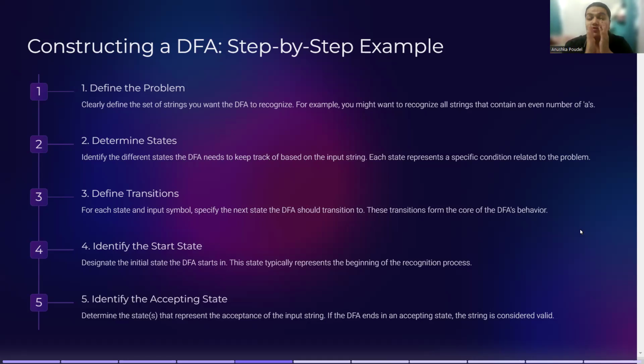Identify the start state. Always make sure to identify the start, accepting, and end states. The start state should have an arrow coming towards it. The end state should always have double circles. Designate the initial state the DFA starts in. This state typically represents the beginning of the recognition process. Identify the accepting states. Determine the states that represent the acceptance of the input string. If the DFA ends in an accepting state, the string is considered valid.